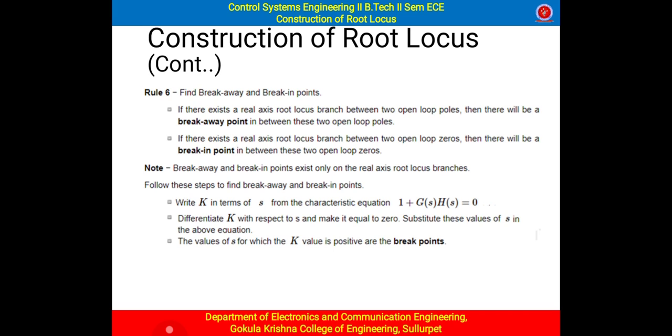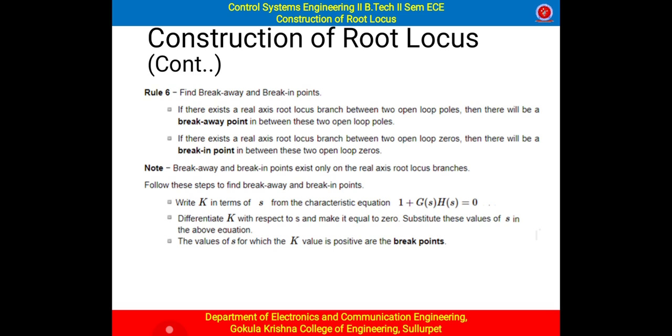If the branches are in the opposite direction, then what happens? Both the branches will meet at a point and exit from the real axis. Yes or no? It will come out of the real axis from some point. That particular point we call the breakaway point.